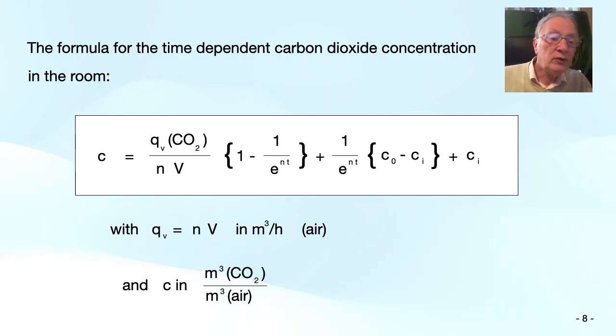Now we have quite a difficult formula for the concentration in the room. It has an exponential function E with the time T and the number of air changes N. Then we know that the fresh air volume flow is N times V, and the concentration is always in cubic meter CO2 per cubic meter of fresh air. So the concentration is always in cubic meter per cubic meter.